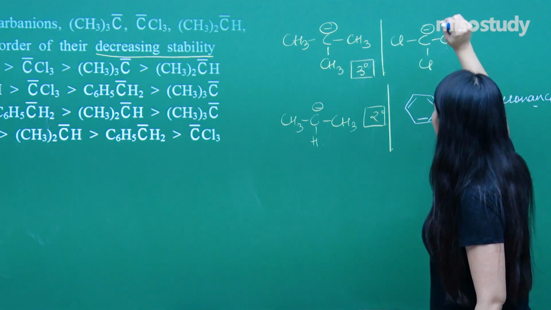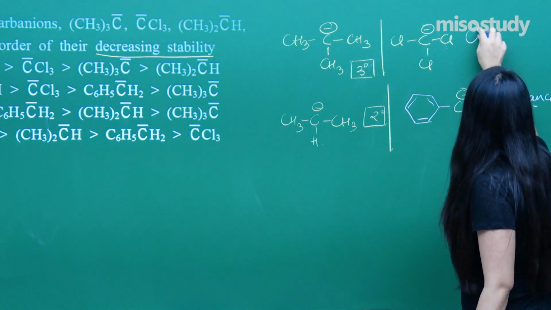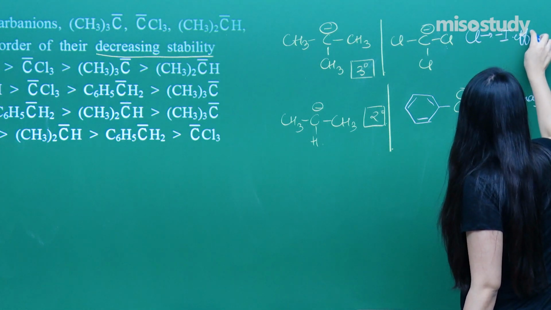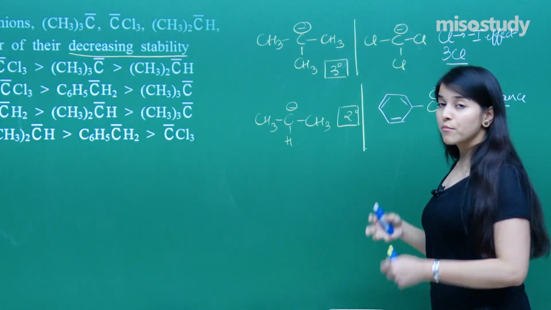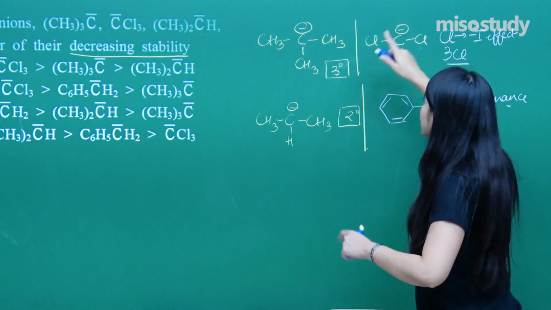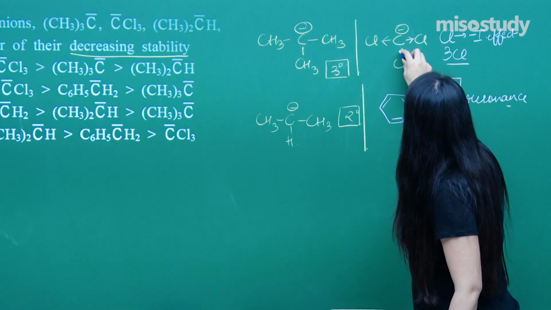And what about this very option? Chlorine has got a minus I effect. Cl has got a minus I effect, and I have got 3 chlorines over here, 3 Cls. That means a booster of the minus I effect. That means the chlorine is withdrawing the negative charge, so it is withdrawing the negative charge towards itself.